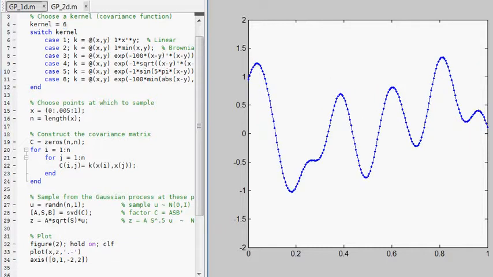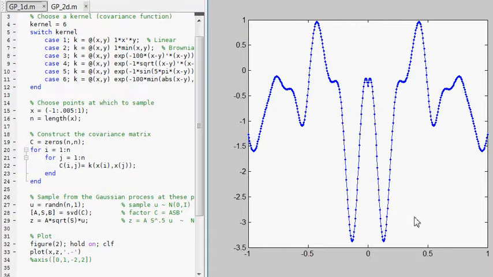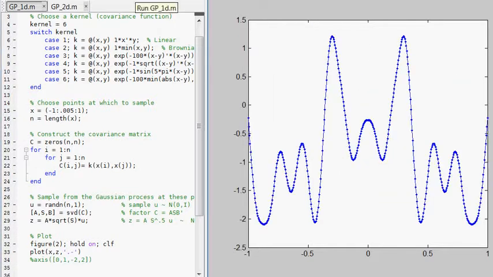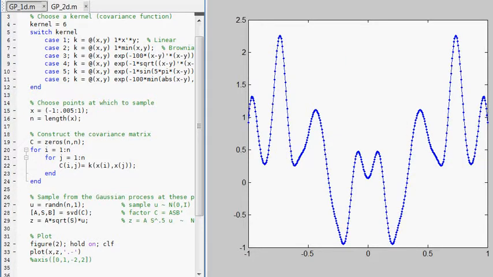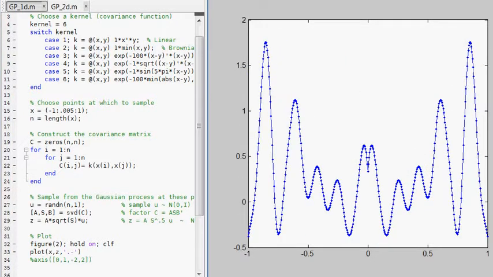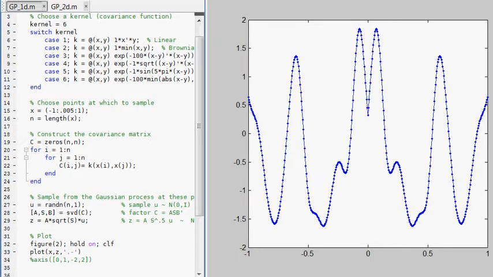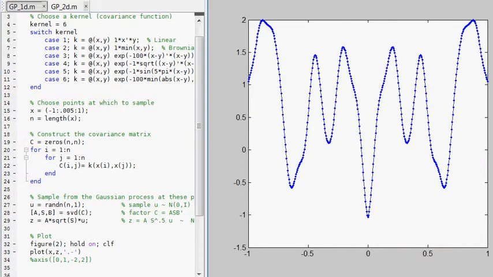Let's run that. Oh, and I need to adjust this so we can actually see the symmetry. Okay, there it is. So this gives you a symmetric function in the sense that it's symmetric about the origin. It's not a symmetric function in the algebraic sense. Every one of these samples is a draw from this Gaussian process, and they're all perfectly symmetric about the origin.